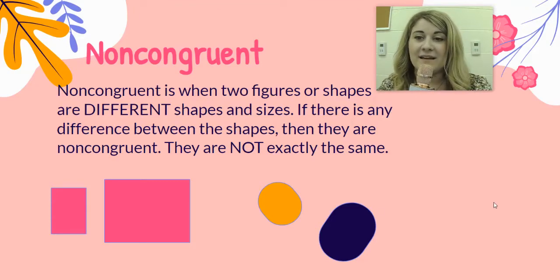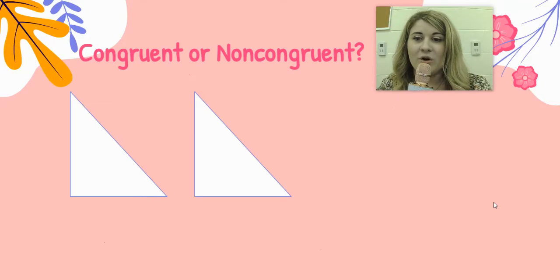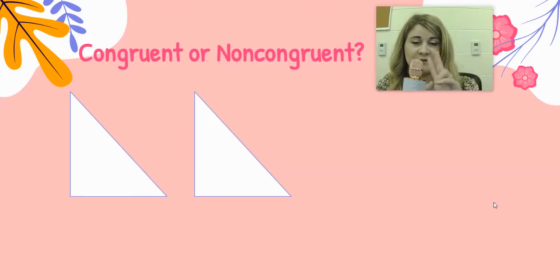All right, we're going to play a game called congruent or non-congruent. What we're going to do is look at 2 pictures, and we're going to decide, are these 2 shapes congruent or not? Basically, are they the same or are they not? Congruent is we are looking for 2 things, size and shape. That's what we're looking at. We're not looking at color. We're not looking at position.